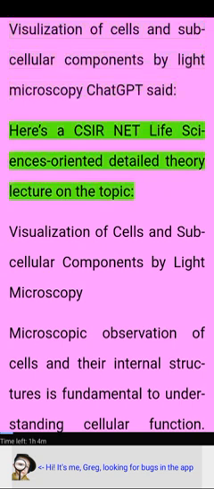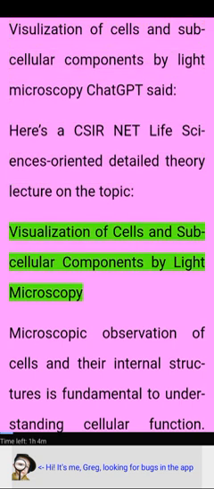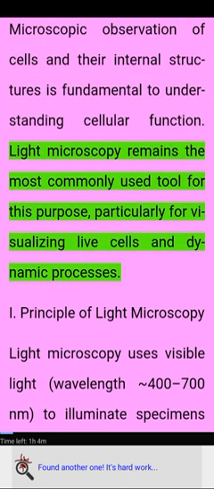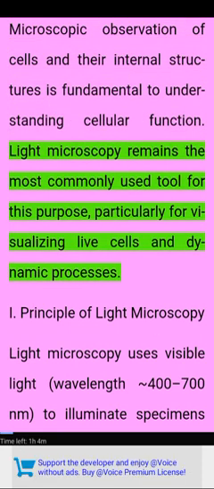Here's a CSIR NET Life Sciences oriented detailed theory lecture on the topic: Visualization of cells and subcellular components by light microscopy. Microscopic observation of cells and their internal structures is fundamental to understanding cellular function. Light microscopy remains the most commonly used tool for this purpose, particularly for visualizing live cells and dynamic processes.